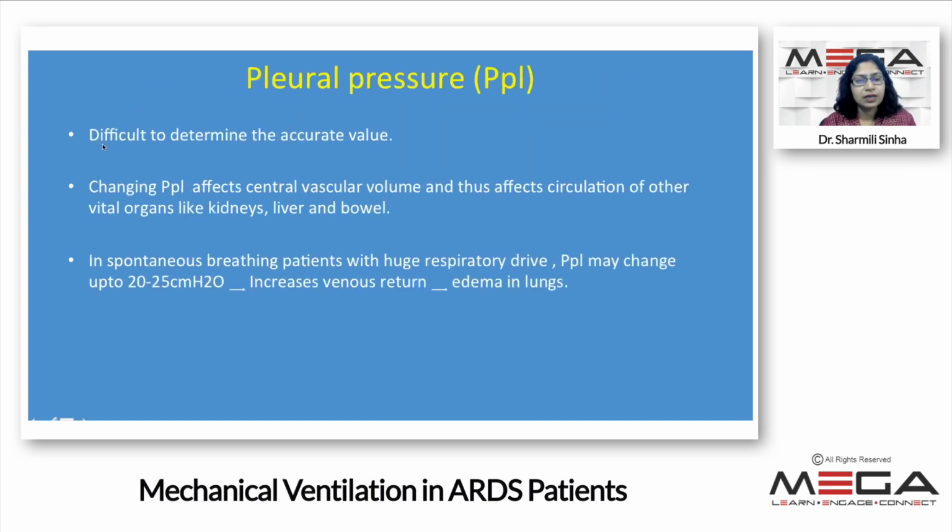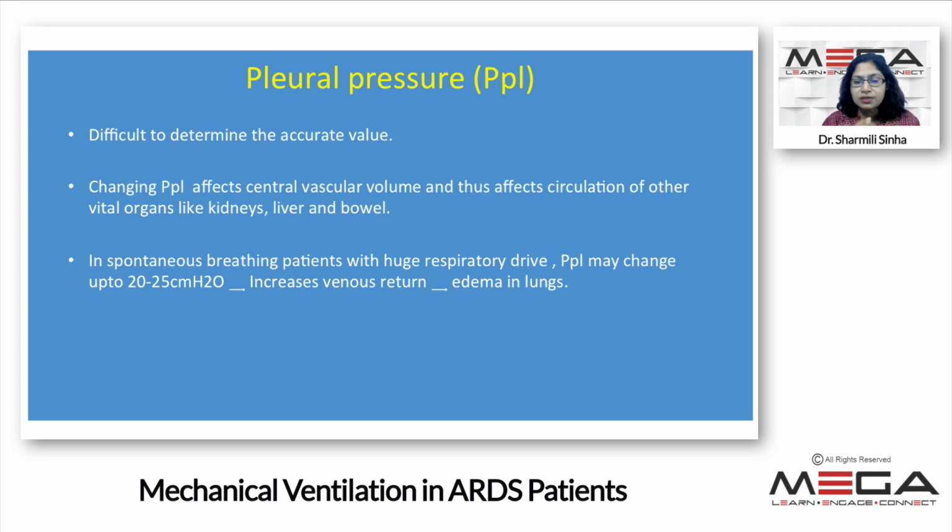Now, what is pleural pressure? It is in general difficult to determine the accurate value. No one can determine it accurately from the ventilator point of view. But from the pulmonary mechanics that we have studied in animal models, we know that changes in pleural pressure can affect the central vascular volume and thus the circulation of other vital organs. Remember, when the pleural pressure increases, it draws more vascular volume to the thorax. Thereby, blood is withdrawn from other vital organs like the intra-abdominal circulation. So organs like the kidneys, liver, and bowel will suffer from ischemia.